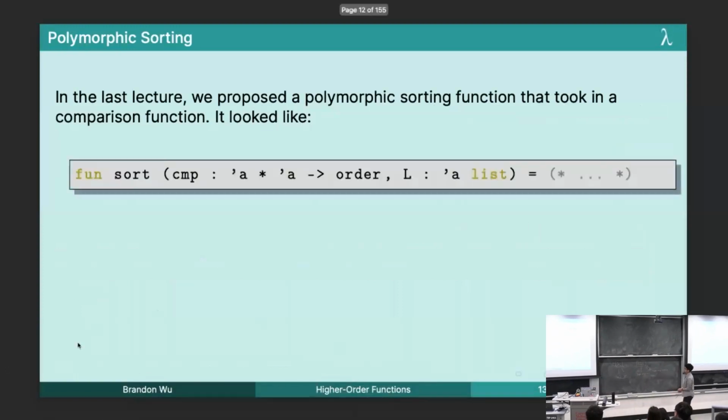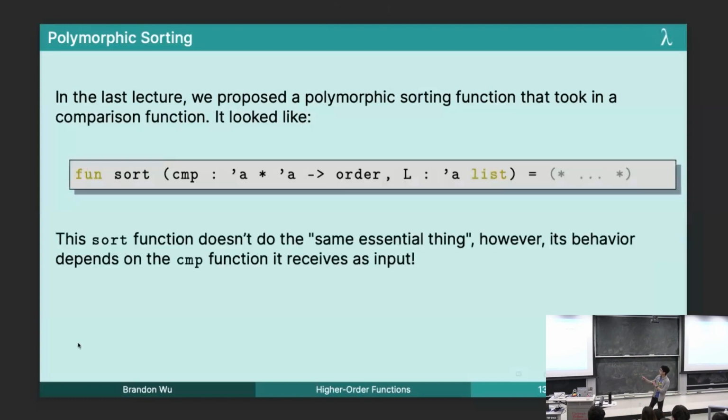All right. So recall that we had a polymorphic sorting function which looked like this. We had sort, which took in our CMP function, and it took in an L of type alpha list, and then whatever came after. All right. This one is polymorphic, but it doesn't do the same thing, right? Because depending on this comparison function I give it, it could do anything. It could sort in decreasing order. It could sort a list of strings. It could do very widely varying things.